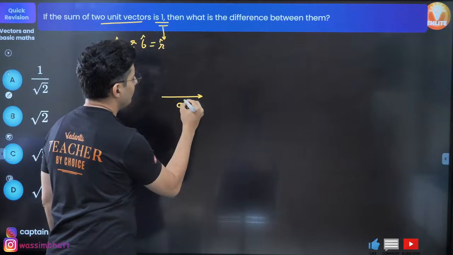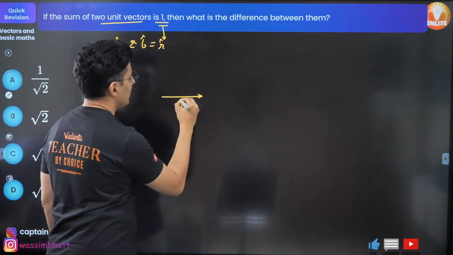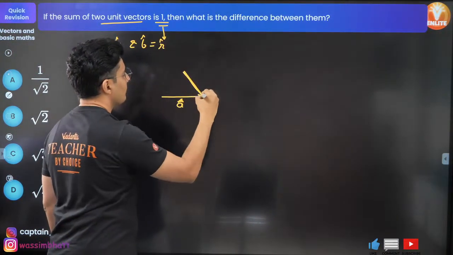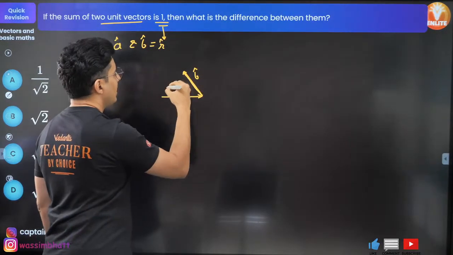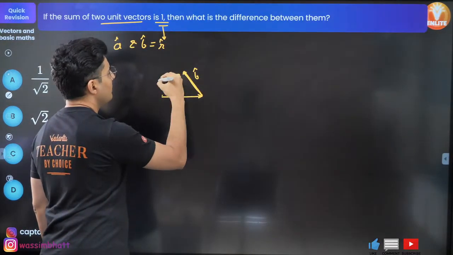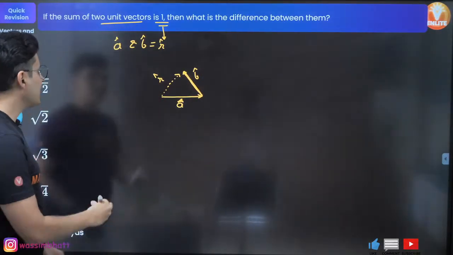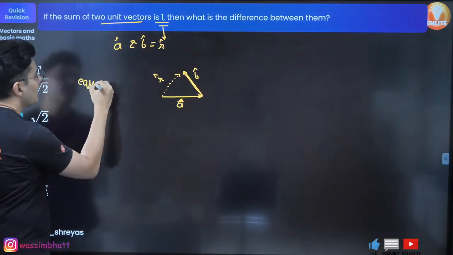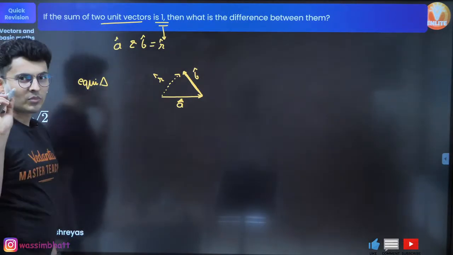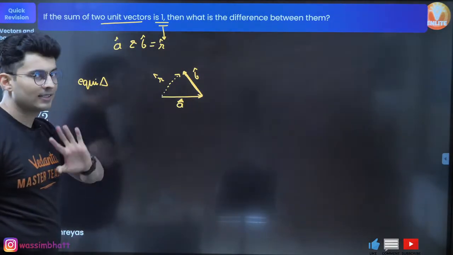This will be A cap. This will be your B cap. And this will be your resultant. All of them are unit vectors. Obviously, it will be an equilateral triangle. All sides are equal, 60, 60, 60 in between.